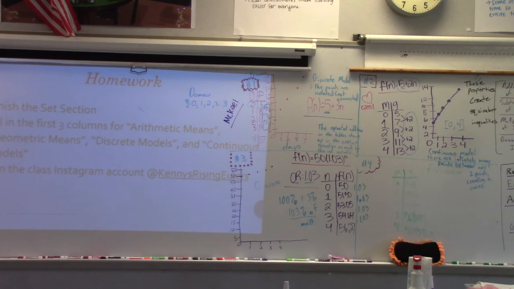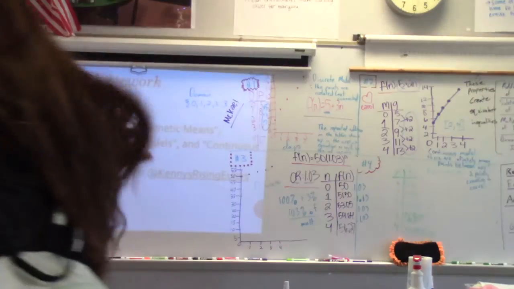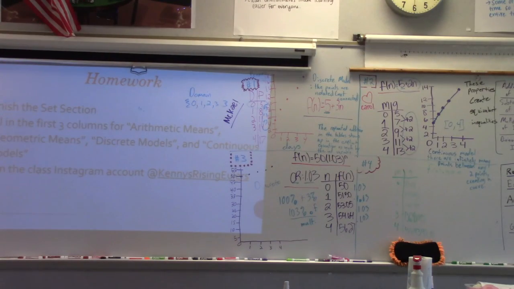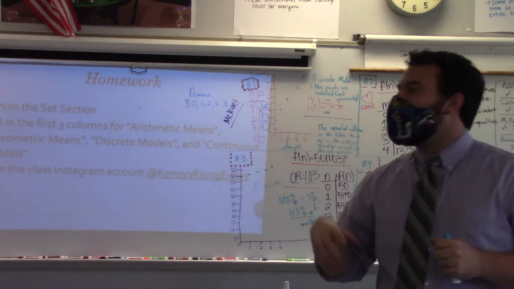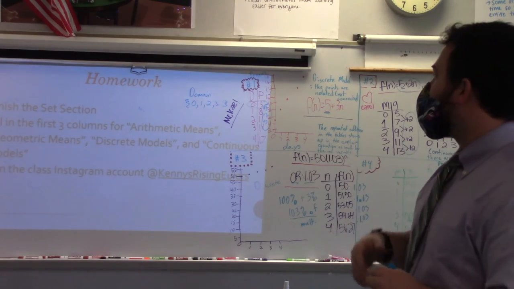Alright, here is your homework. You need to complete the set section from 2.1 and then fill in the first 3 columns of your vocab for arithmetic means, geometric means, discrete models, and continuous models. Think about what it says at the top of the column and just fill in those first 3 columns.